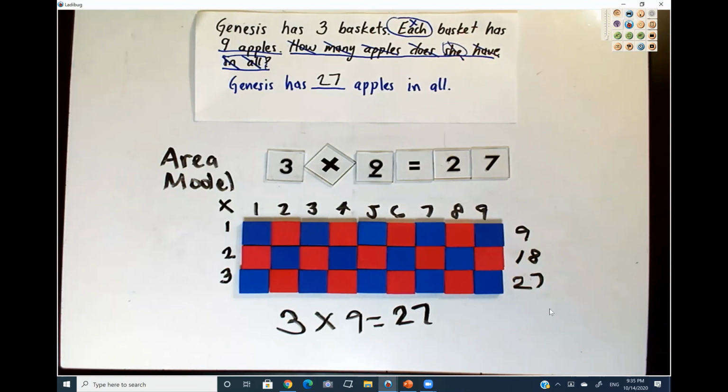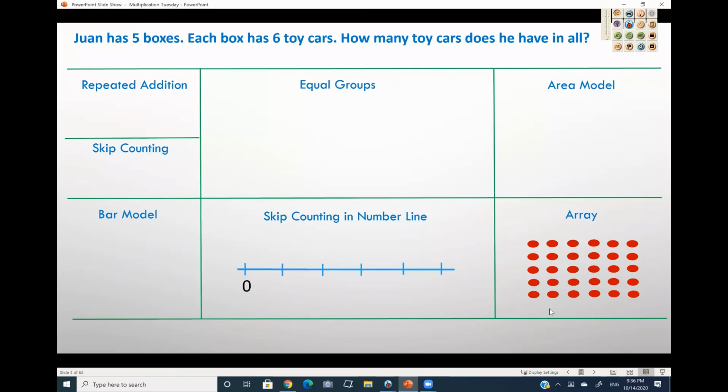We're going to go, but before going, I'm going to show you your challenge for today. Your job is to solve this problem. One has 5 boxes. Each box has 6 toy cars. How many toy cars does he have in all? These are all the representations you have to use to solve this problem: repeated addition, skip counting, bar model, equal groups, skip counting on a number line, area model, and array. Make sure you write your answer statement and you prove your answer well.